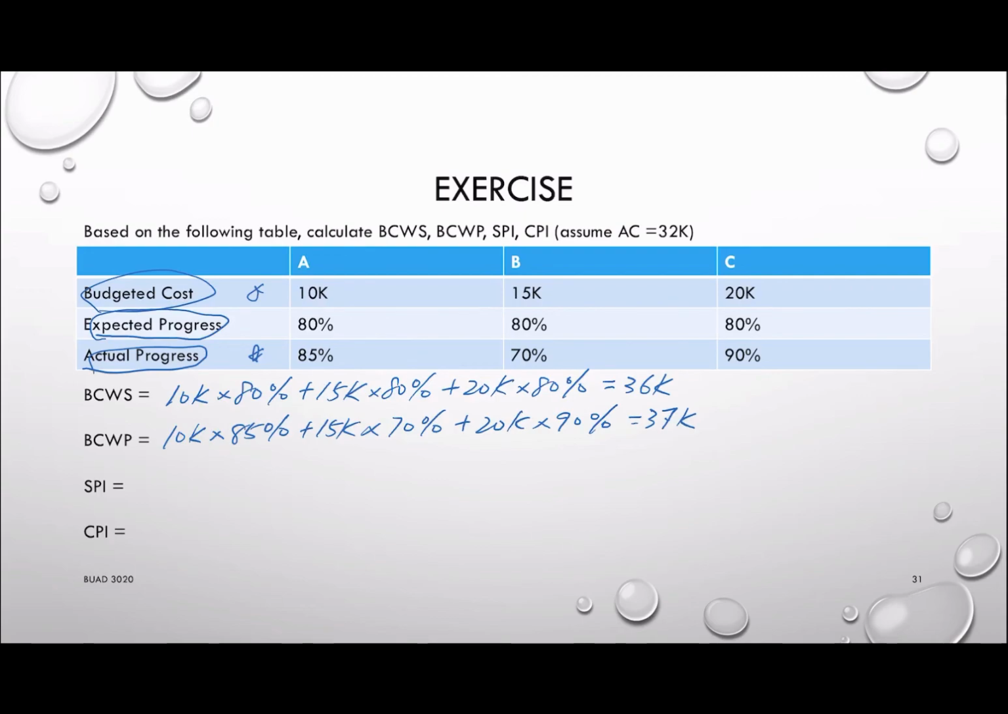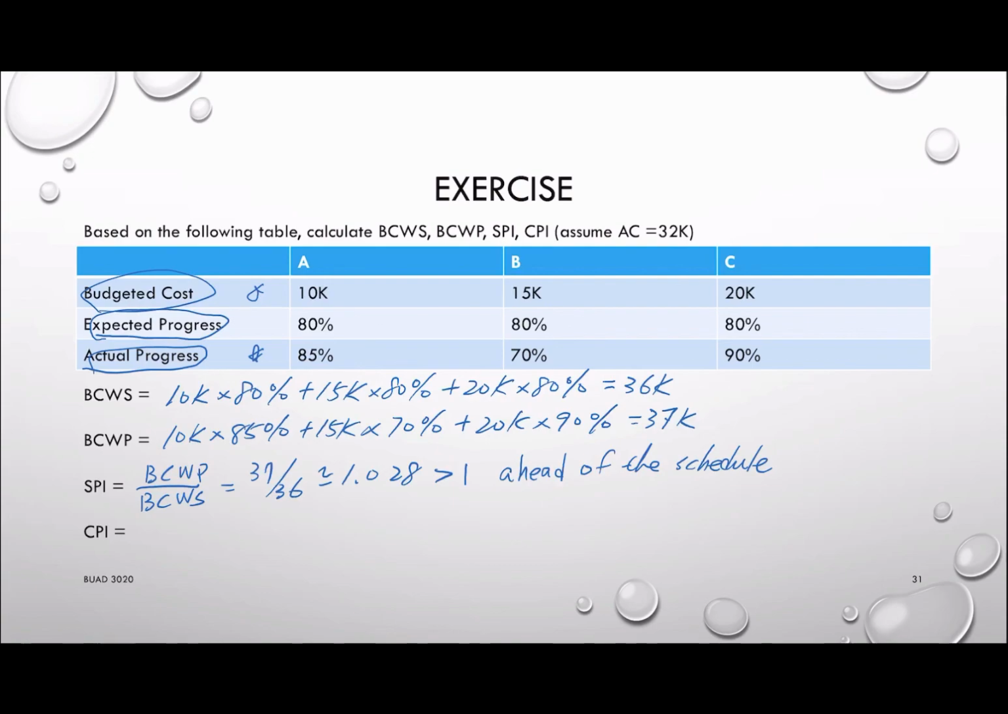Then we can calculate SPI. Remember, the formula for SPI is BCWP divided by BCWS. So I have 37 divided by 36. This is roughly equal to 1.028. And when the value is greater than 1, we know we are ahead of the schedule. Okay, although not by much, we are still ahead.